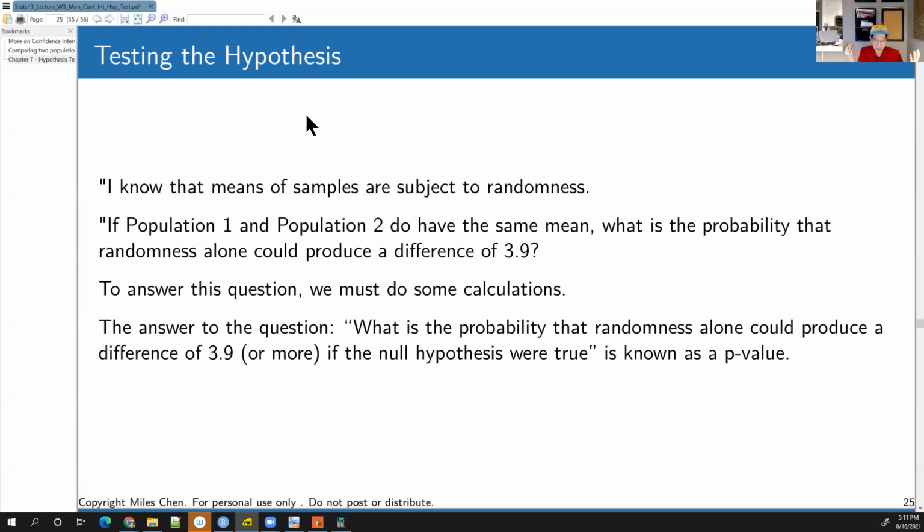So we say, all right, my two samples are subject to randomness. It was a random sample, sample 1, random sample, sample 2. So even if you do have two populations where the means are the same, we can't expect the two samples to have the exact same mean. Could randomness produce this difference of 3.9? And so we want to turn this into a probability question: what's the probability that randomness alone could produce a difference of 3.9 or something more unusual if the null hypothesis were true? And that probability is known as a p-value.